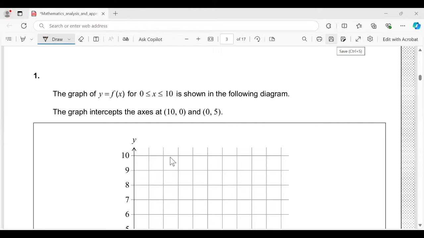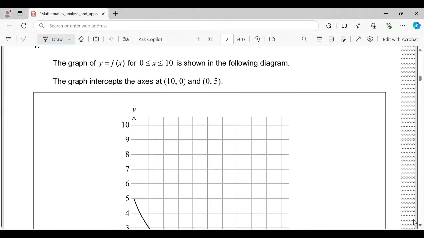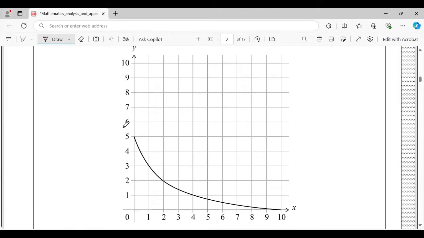Number one, the graph of y equals f(x) for x interval of 0 to 10 is shown in the following diagram. The graph intercepts the axes at (10, 0) and (0, 5). This is the intercept point with the y-axis and this one is the intercept point with the x-axis.